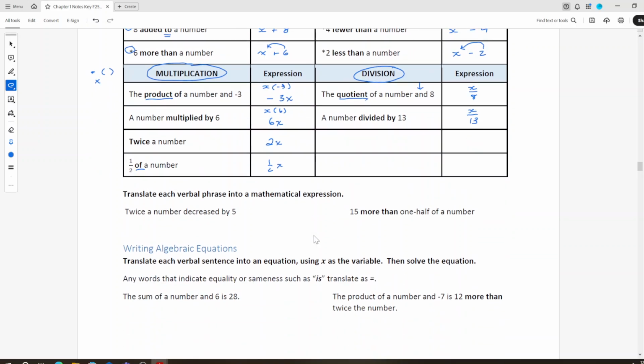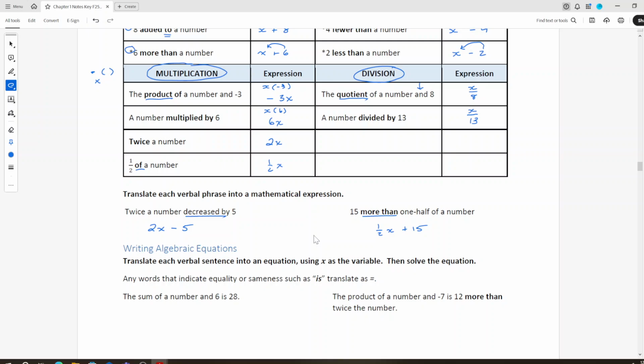So the first one is twice a number decreased by 5. So let's start with twice a number. Twice a number would be 2x. Now, if twice a number is being decreased by 5, it's just 2x minus 5. For this next one, we have 15 more than 1/2 of a number. 1/2 of a number would be 1/2 x. And if it's 15 more than that, it should be 1/2 x plus 15.